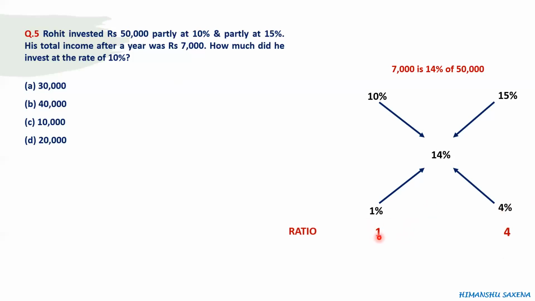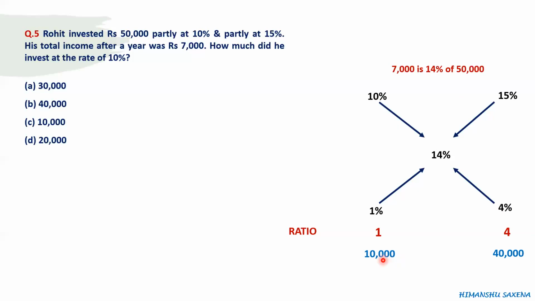Now this is the ratio 1 is to 4 in which the amount was invested at these rates. The total amount which was invested was 50,000 rupees. So 50,000 was invested in the ratio of 1 is to 4 at the rate of 10% and 15% respectively. So this becomes 10,000 and 40,000. So 10,000 plus 40,000 is 50,000, and this is a 1 is to 4 ratio.